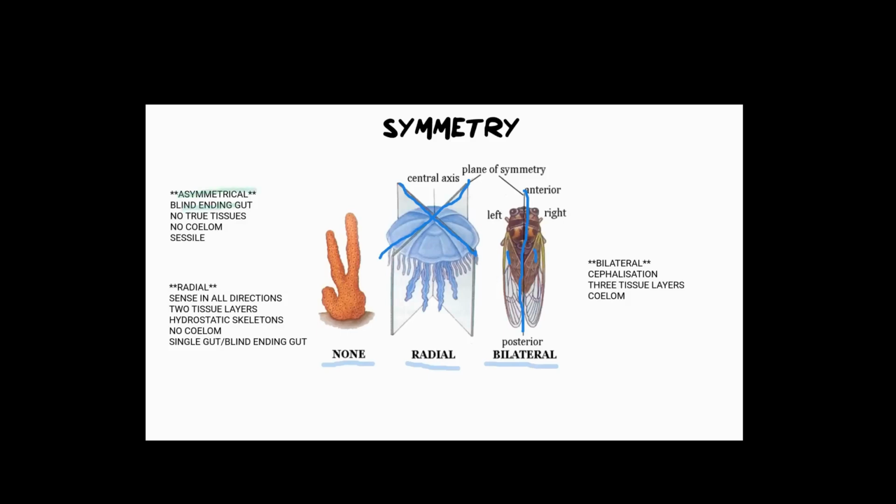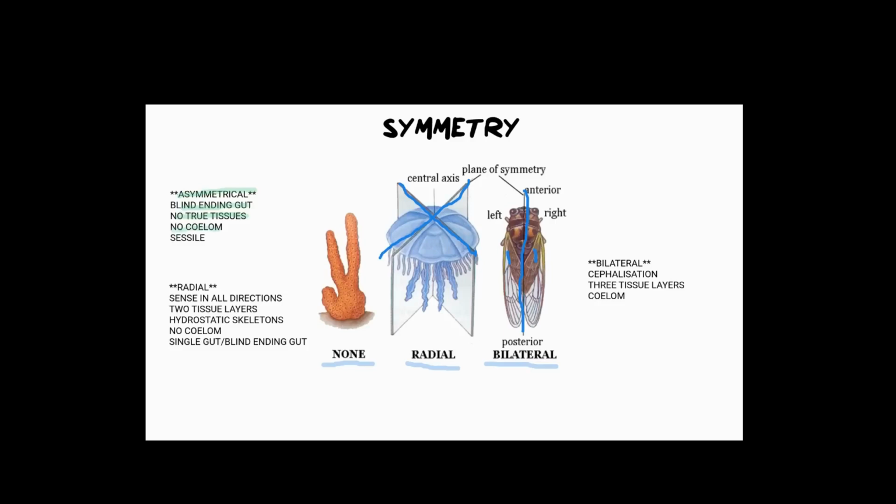So let's look at asymmetrical structures like sponges. They have a blind ending gut, which means that technically any food that goes into their body cavity actually enters through exactly the same opening. So they don't actually have a complete digestive system. They have no true tissues. They are the only one that we know of in the animal kingdom that possesses no true tissues. In actual fact, they're only made out of 2 cell layers. They don't actually have specific tissues.